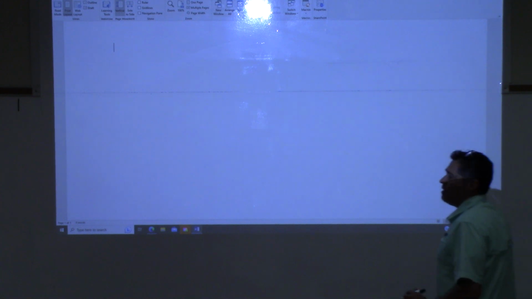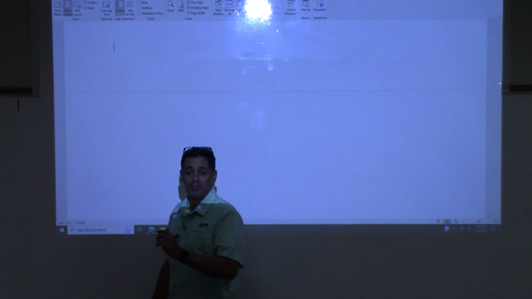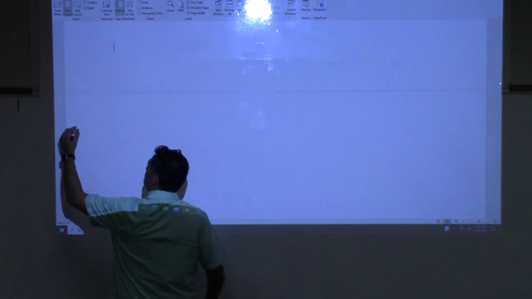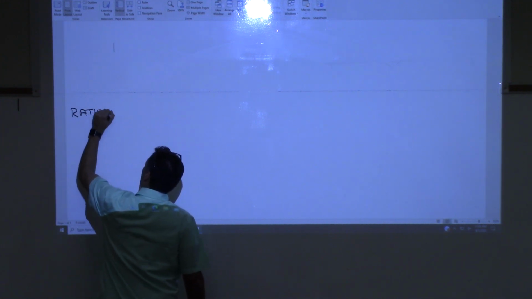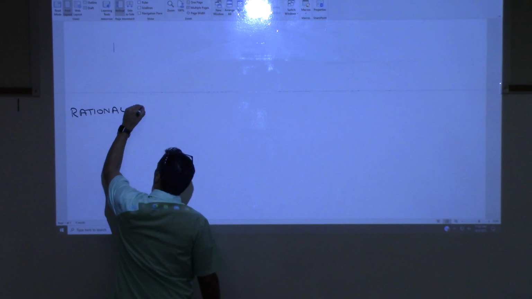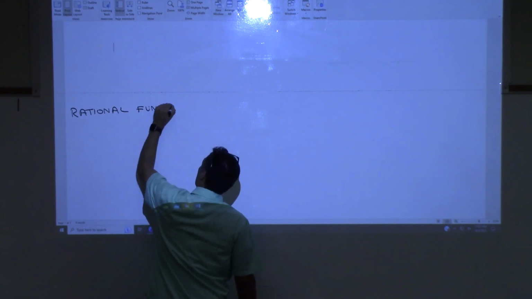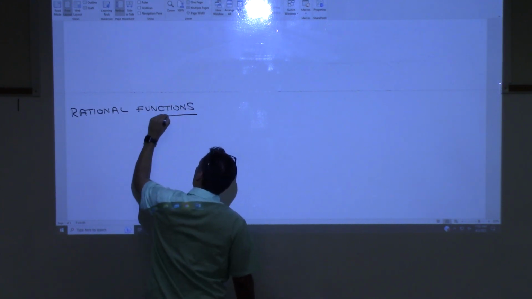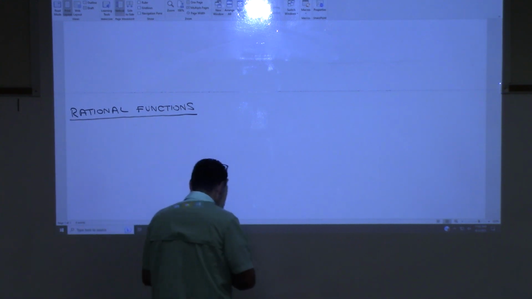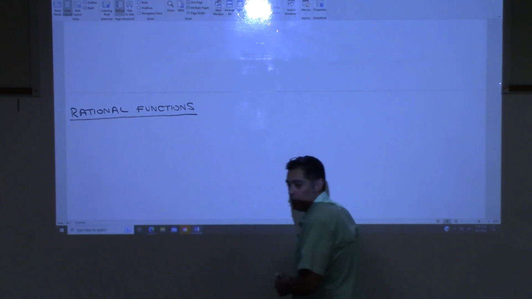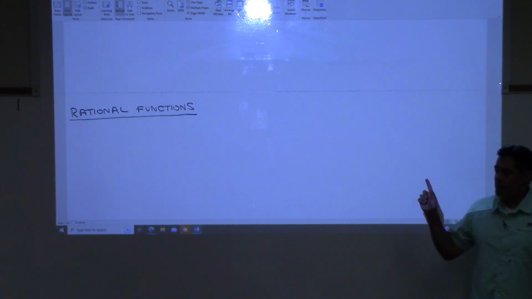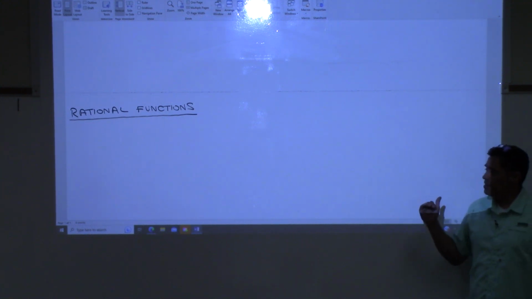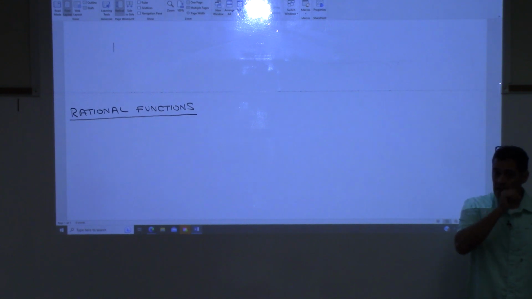Okay, what were we talking about last time? Rational functions. The steps to graph these, right? What are the steps? Let's list down the steps. We ended class with that last time, and then we're going to do our first example, okay?